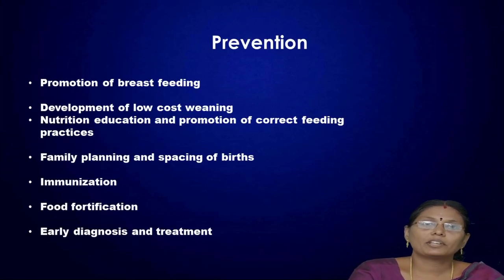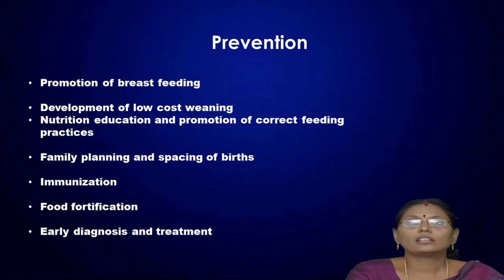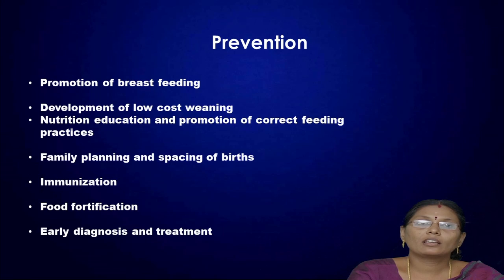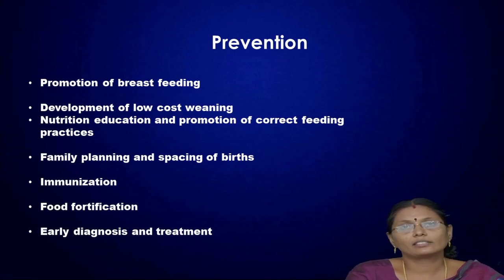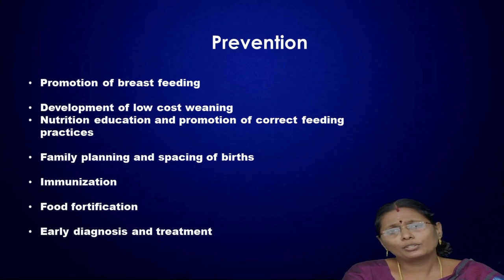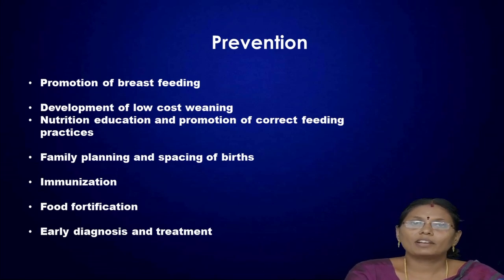Then next, prevention. Special measures like supplementary feeding, nutrition education and immunization to alleviate protein energy malnutrition. Supplementary feeding is provided at the Anganwadi center. Nutrition education will help eradicate protein energy malnutrition. Immunization. Proper immunization prevents infection and deficiency diseases.